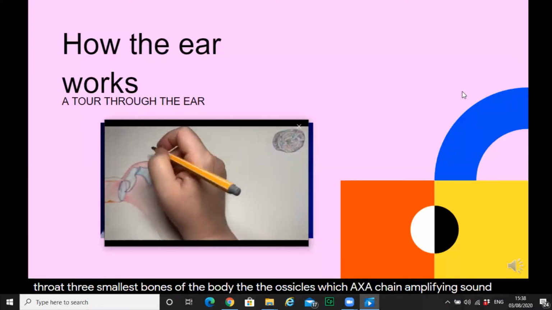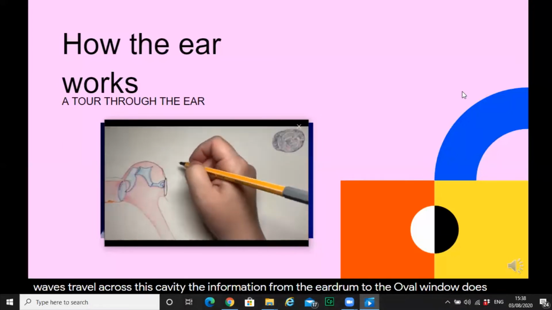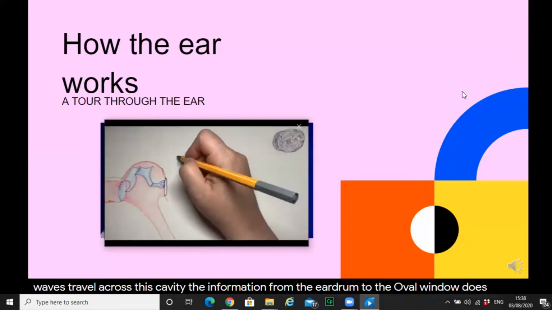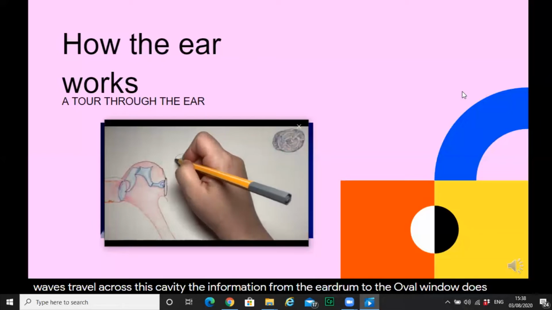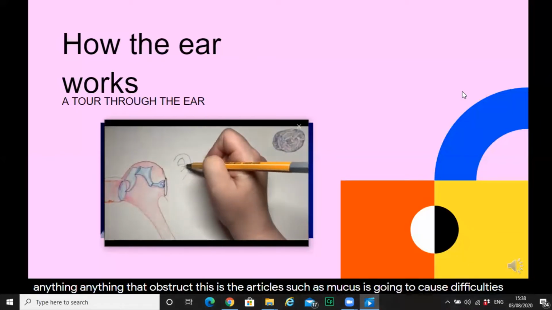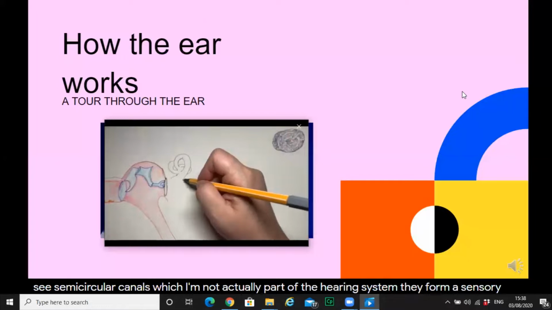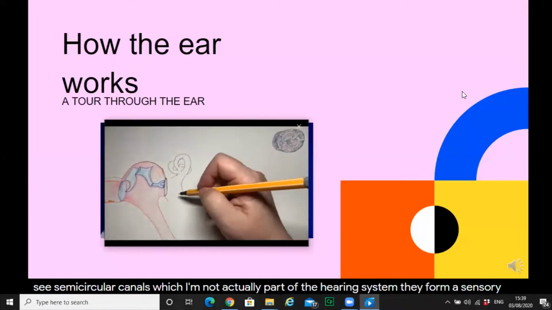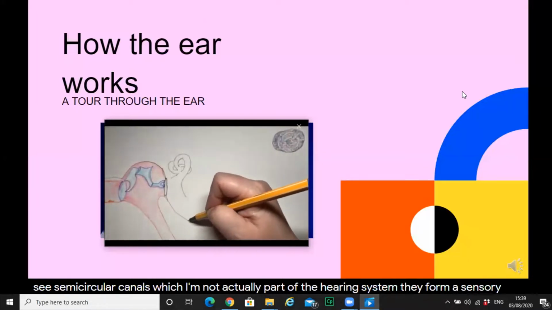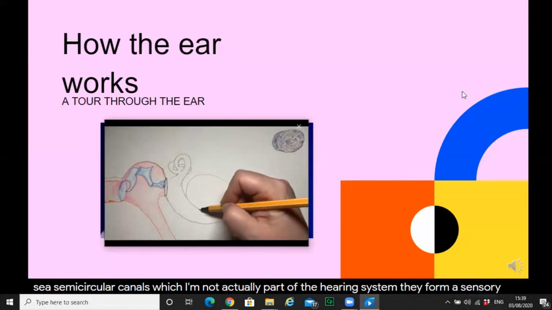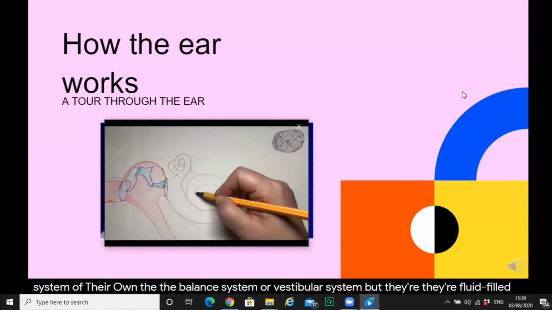Of course, anything that obstructs the ossicles, such as mucus, is going to cause difficulties. These are the semicircular canals, which are not actually part of the hearing system. They form a sensory system of their own, the balance system or vestibular system. But they're fluid filled and lead to the cochlea.